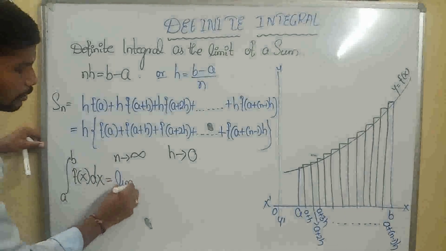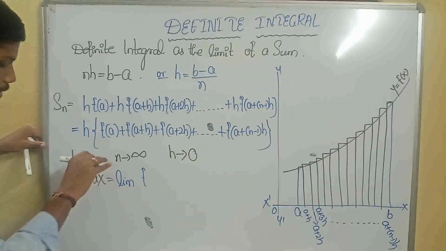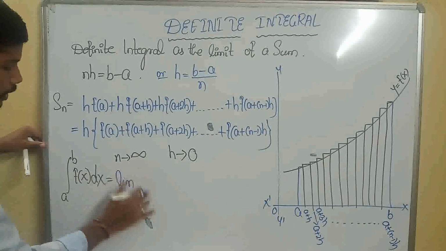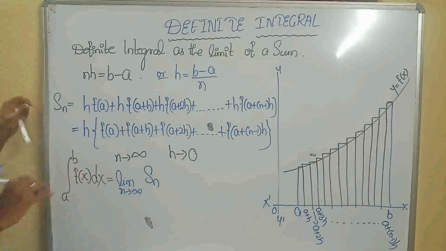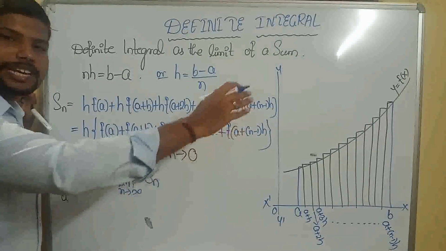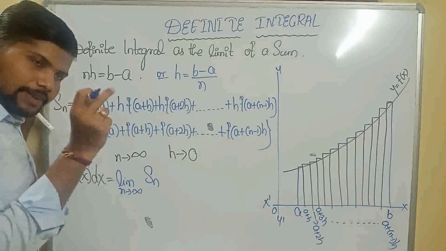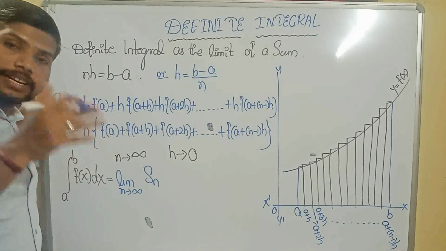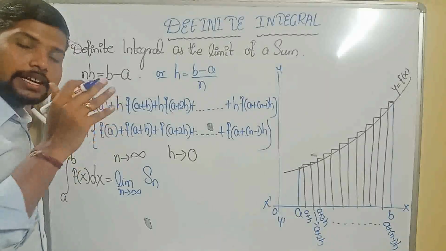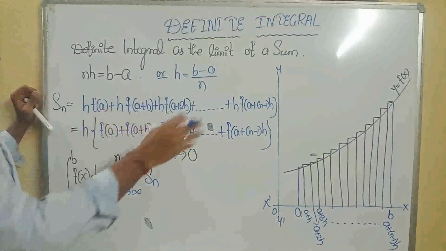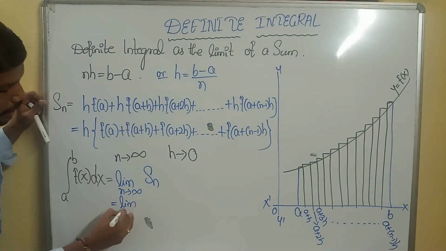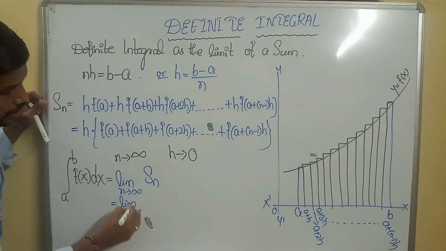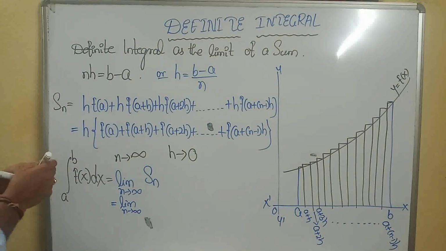It is nothing but the limit of S n as n tends to infinity. The sum of these areas, when we take n larger, gives us the exact value of that particular area. That's why n tends to infinity. Limit as n tends to infinity of S n. What is the S n value? Can you say the S n value?